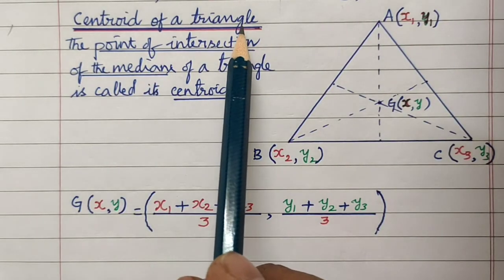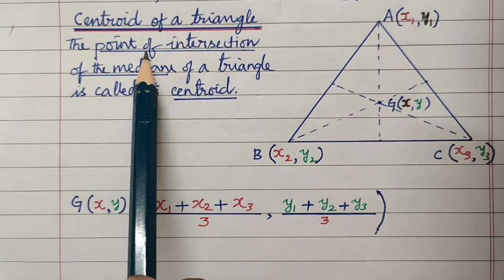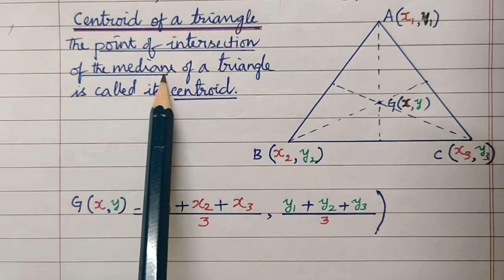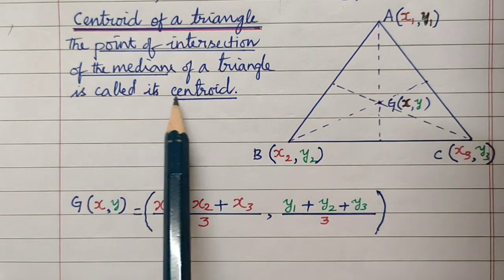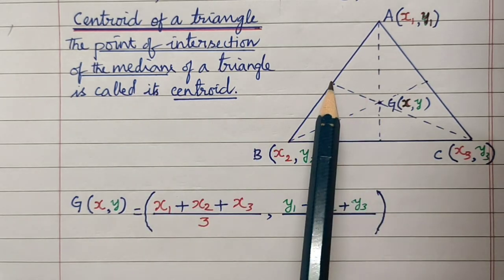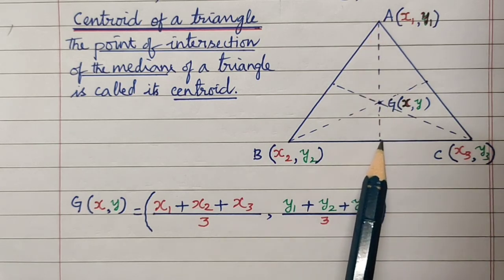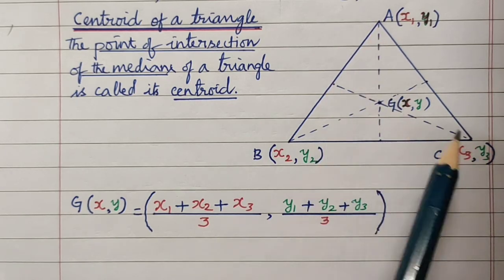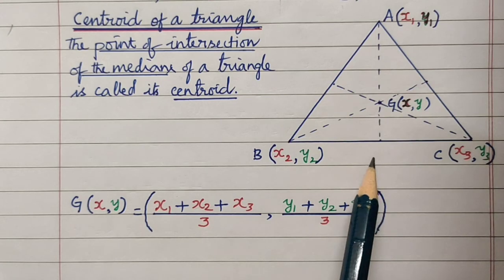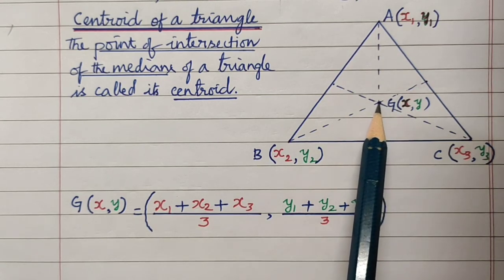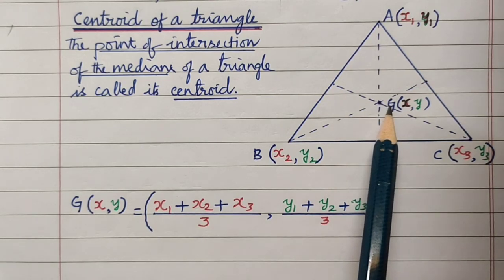Centroid of a triangle. The point of intersection of the medians of a triangle is called its centroid. These are the medians of a triangle. This is the median, this is the median, this is the median. All three meet at a point. This point is called the centroid.